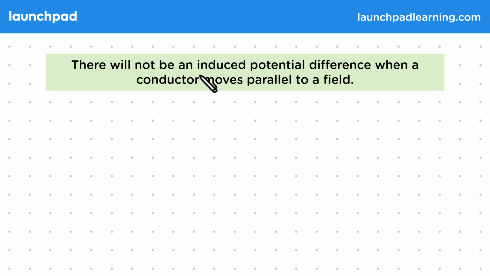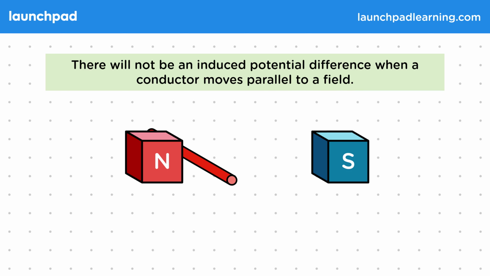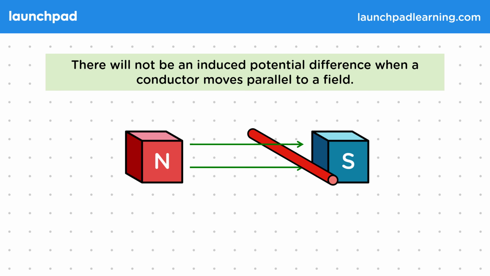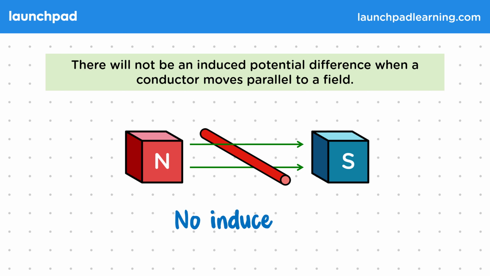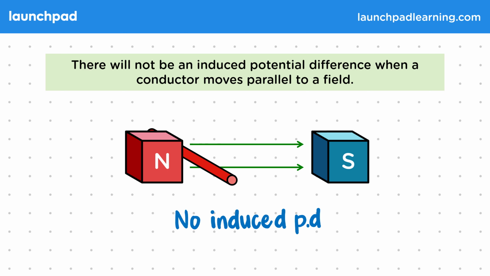Well, there will not be an induced potential difference when a conductor moves parallel to a field. Remember that between the two poles there will be a field represented by these field lines. If we move the conductor parallel to these, then it will never cut across any of them. So there is no induced potential difference. This is a very important fact that you need to be able to remember.